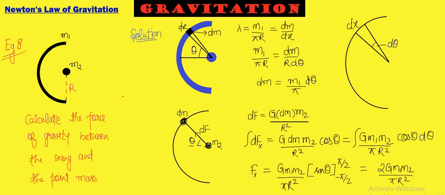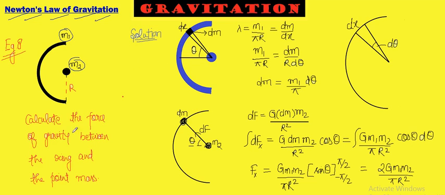Hi guys, this is the last question I would like to teach you on the topic of Newton's laws of gravitation. In this topic, again we are taking a mass which is not a point mass. I have placed a mass m1 which is in the form of a semicircular ring, and I have taken another mass m2 and I have placed it on the center of the ring.